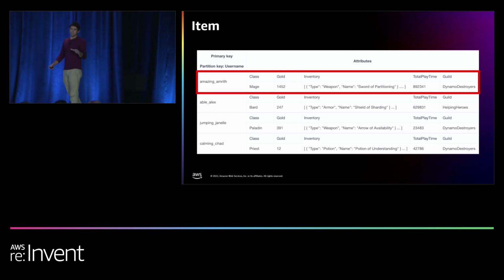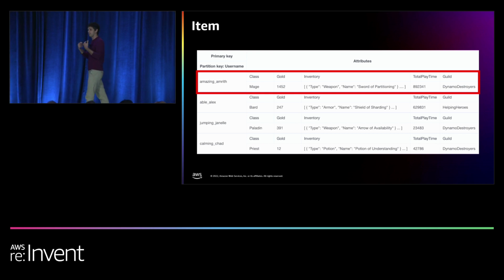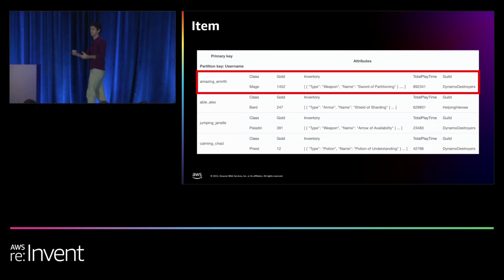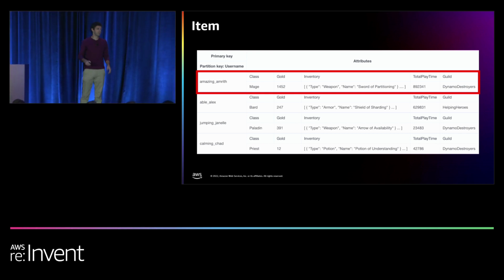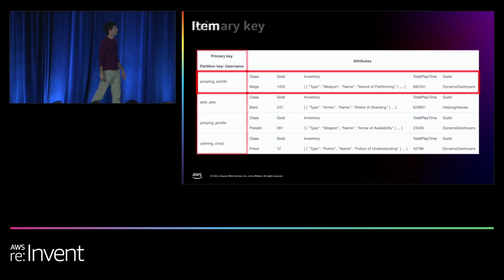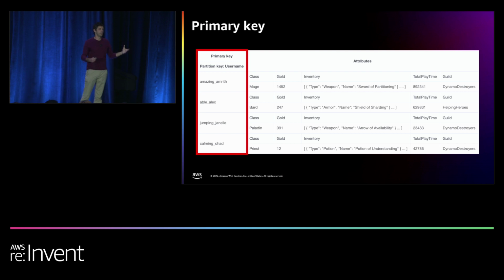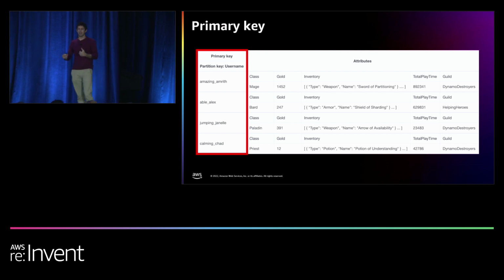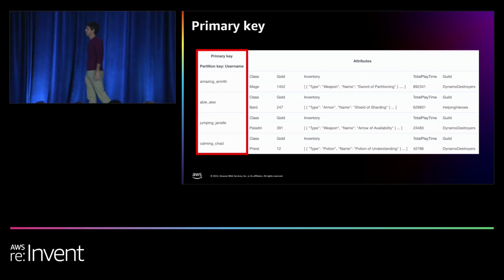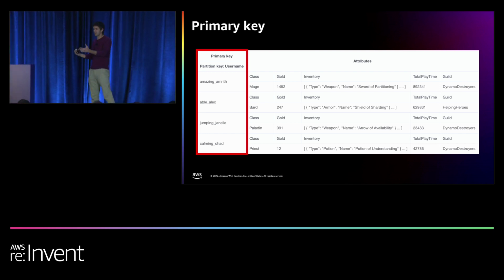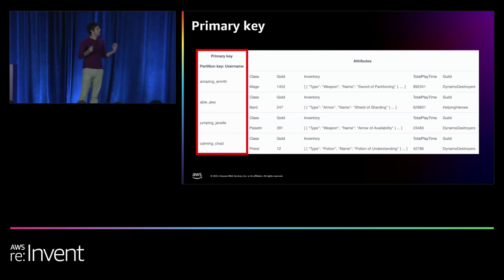When you create your DynamoDB table, you have to specify what's called a primary key. And every item you write to your table must include that primary key and must be uniquely identified by that primary key. So on the left-hand side here, we have the primary key for our table. It's username. That's going to uniquely identify every single user in our table, right? We're not going to have 2 users with the same username.